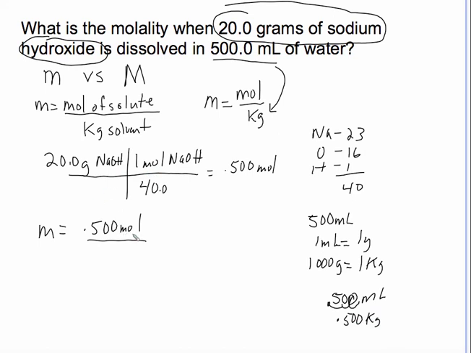So 0.500 moles. If I have 500 milliliters, that's going to be 0.500 kilograms. Hey, I made the math kind of easy, so you take 0.5 divided by 0.5. So your molality is 1.00 moles per kilogram. Or you can just write it as 1.00 little lowercase m.